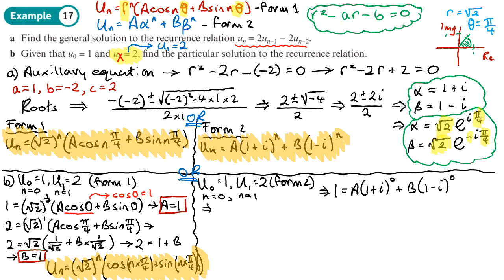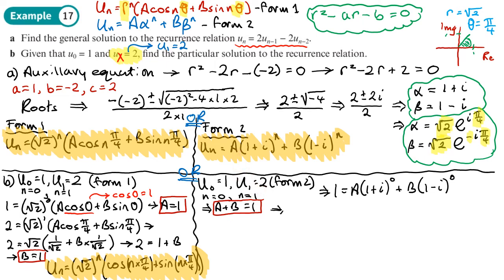Now anything to the power 0 is 1, even if it's complex. So these will both be 1s, so we'll end up with a plus b equals 1. A plus b equals 1. So let's just highlight that. There's our first equation. So now we substitute in the u1 equals 2.